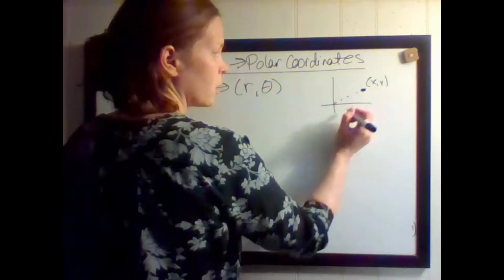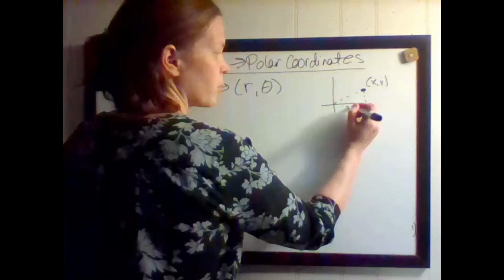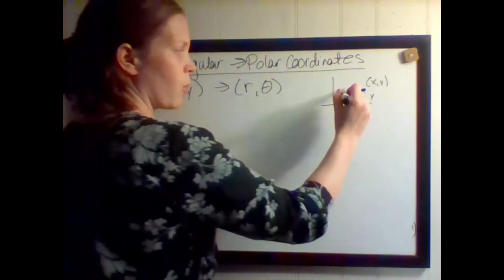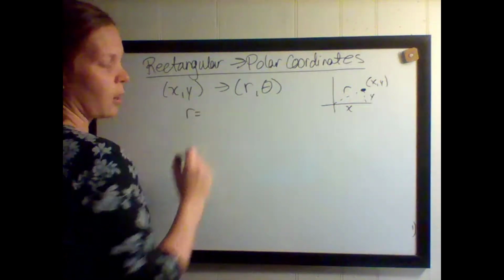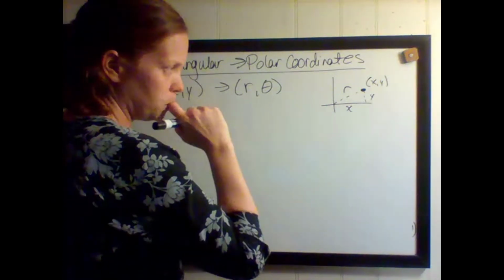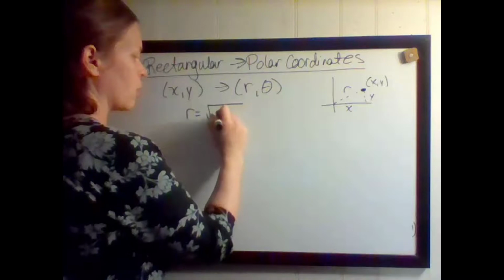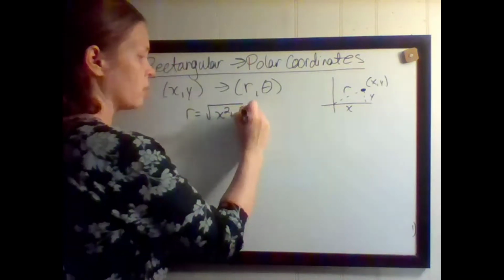And just draw a little dotted line. Here's my x, here's my y. So I want r. So let's think about it. If we know x and y, how can I find r? Well, r squared equals x squared plus y squared. So r is going to be the square root of x squared plus y squared.